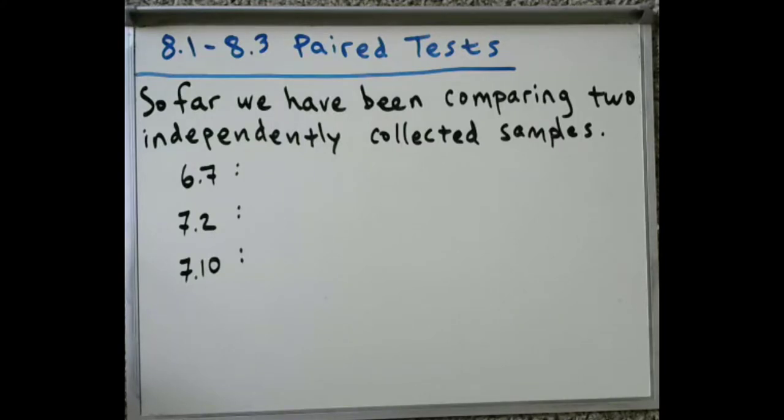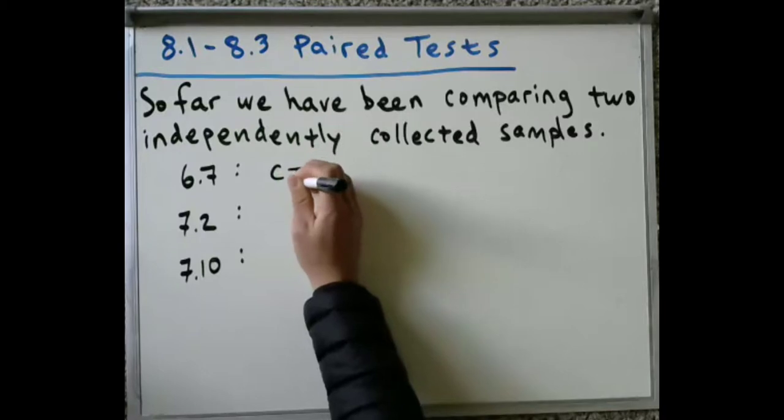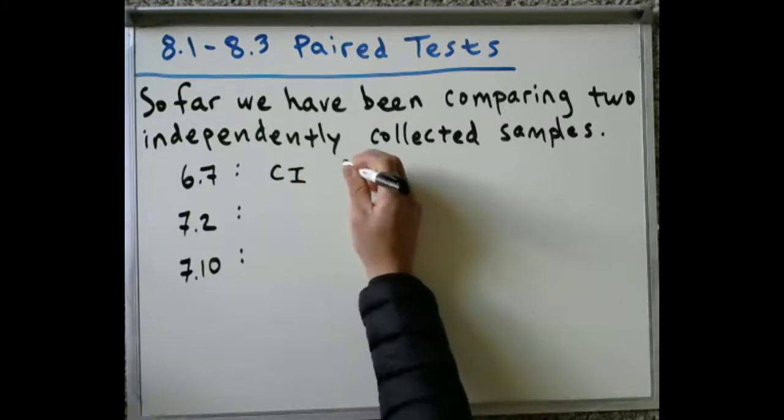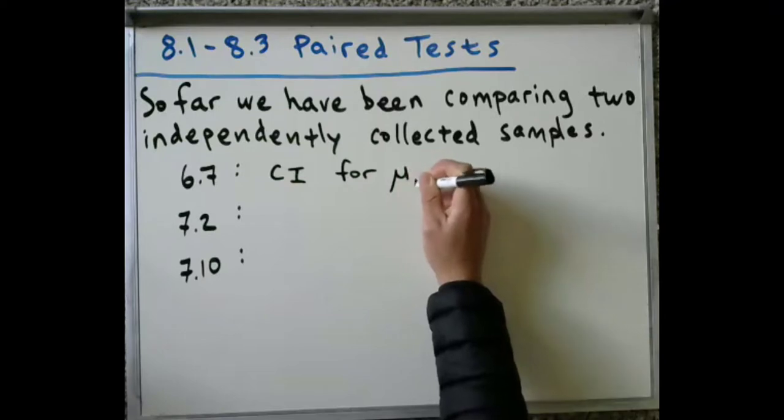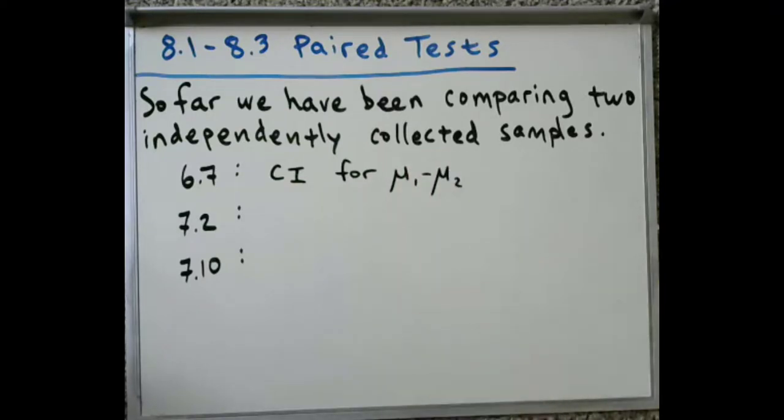So far, we have been comparing samples in order to make comparisons about their population means. In Chapter 6.7 is where we first got introduced to that concept, with a confidence interval for the difference in population means. An important question we ended up asking ourselves was whether that confidence interval contains 0. Then we formally were introduced to hypothesis testing in Chapter 7.